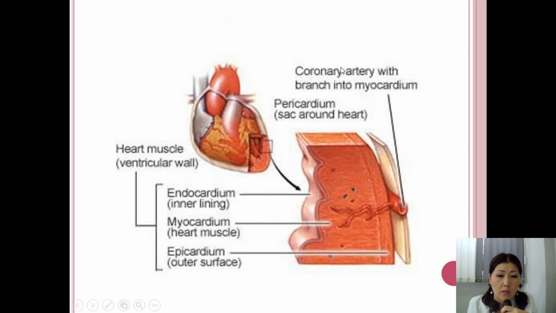On this diagram we can see the heart wall. This is a coronary artery with a branch into myocardium. This is myocardium. This is pericardium, sac around heart, myocardium and endocardium. The thickest layer is myocardium, which is composed of cardiac muscle, as you remember. And the endocardium, this is the inner lining, as you remember. And the epicardium is outer, and myocardium is middle. This is ventricular wall.